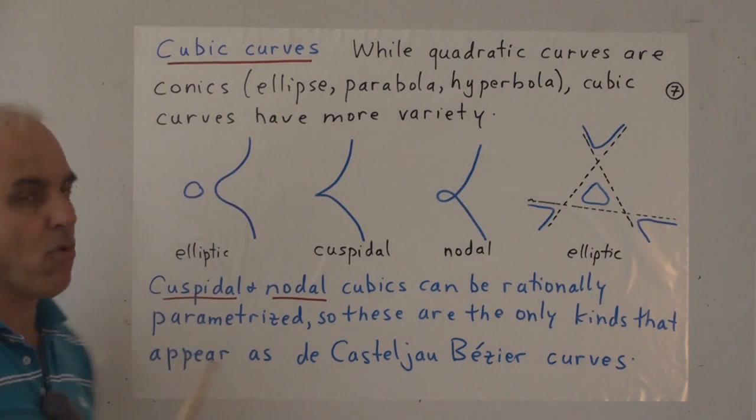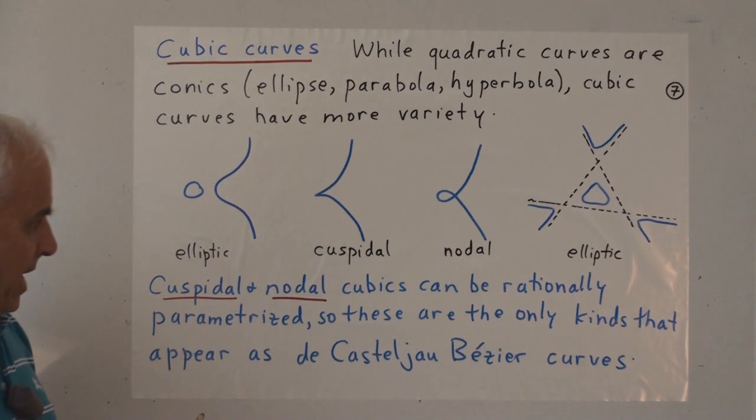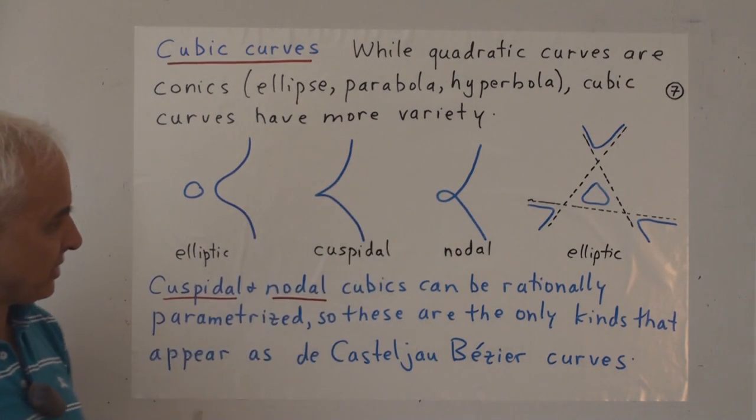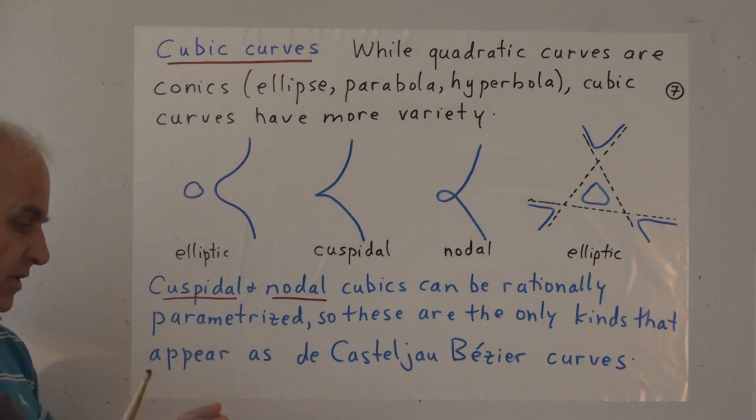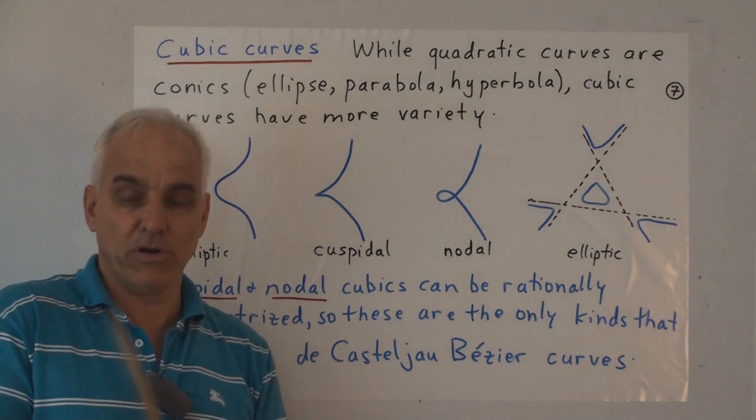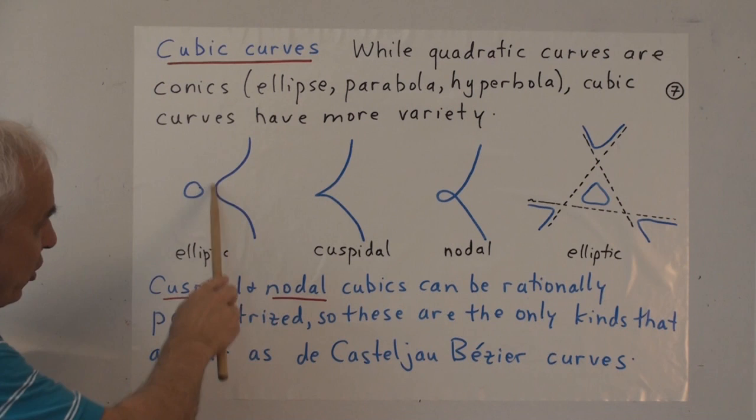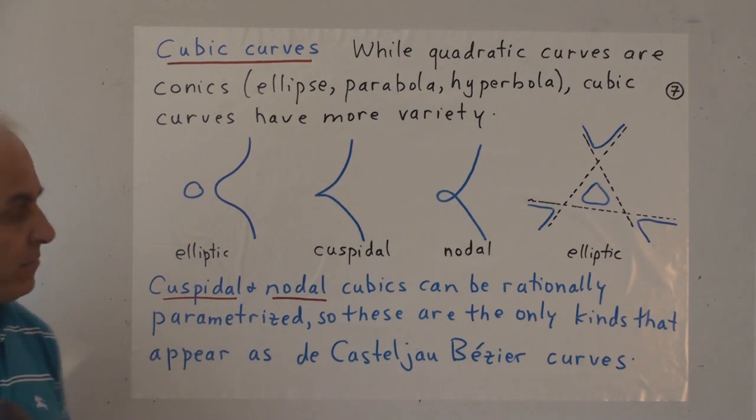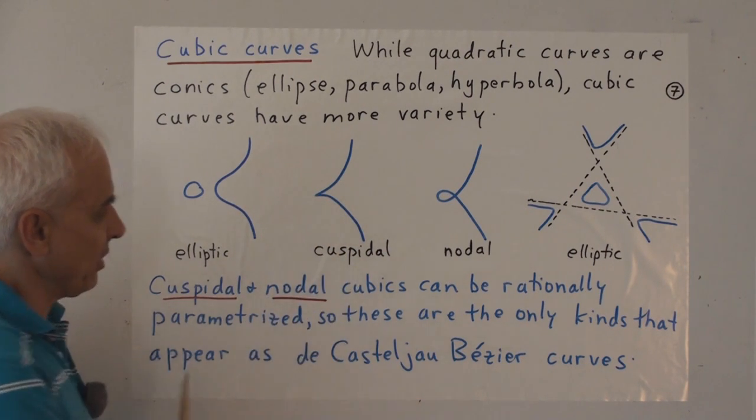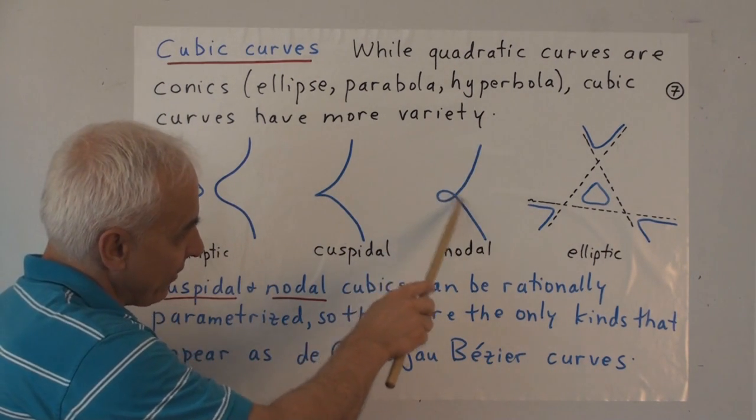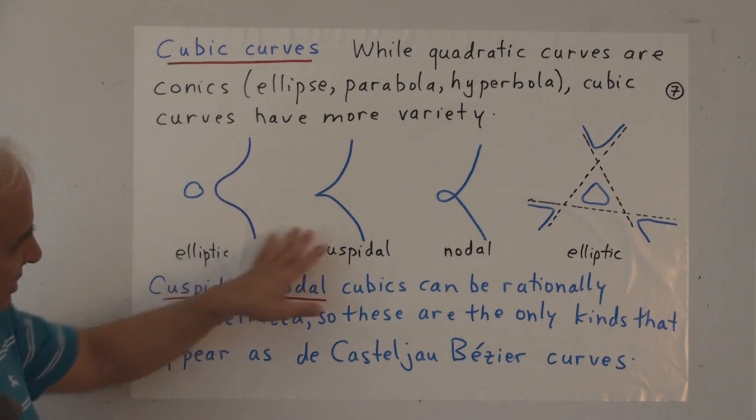Cubic curves, however, have more variety. There are more different kinds of cubics. And here are very familiar pictures that you see in many books of different kinds of cubic curves that can arise. So these are curves generated by polynomial equations of degree 3 in x and y. So we can get a curve that looks like this, sometimes called an elliptic curve, or one like this that has a kind of a cusp, called a cuspidal cubic, or one that goes like this that we've actually seen in our example, that's a nodal cubic. These are actually rather standardized forms.